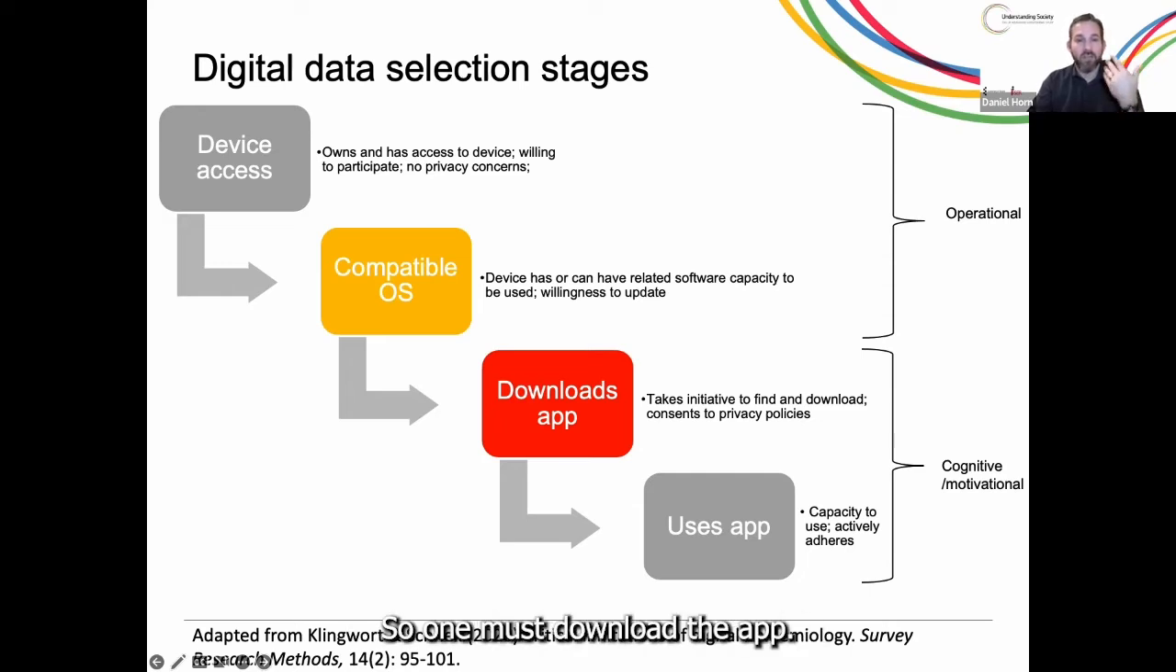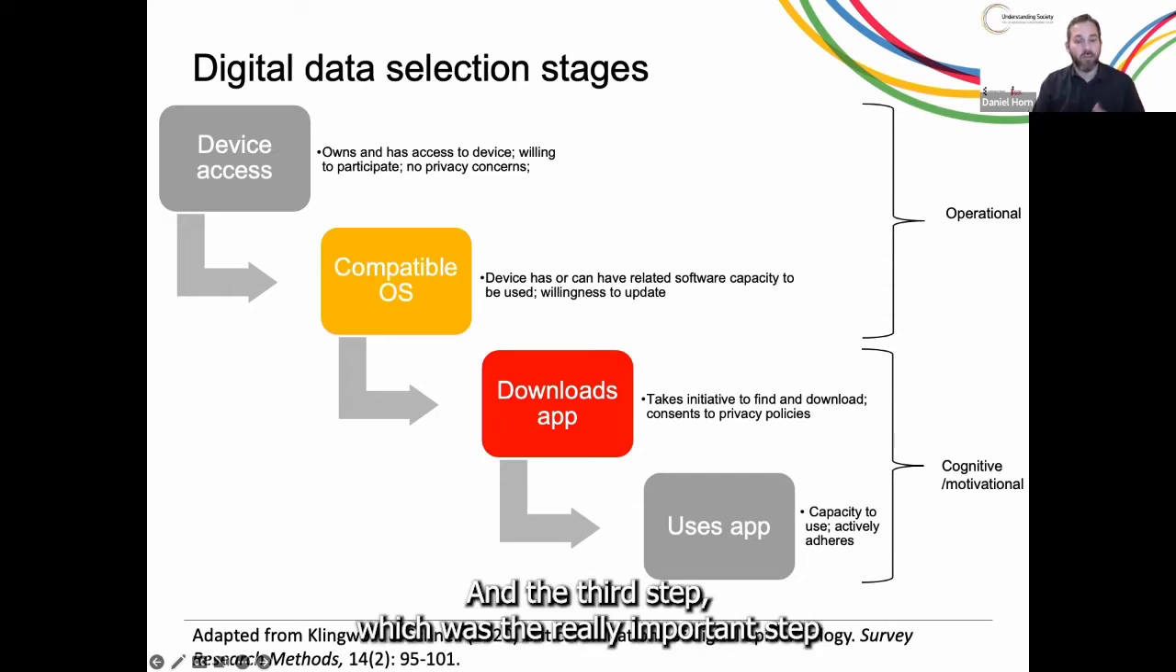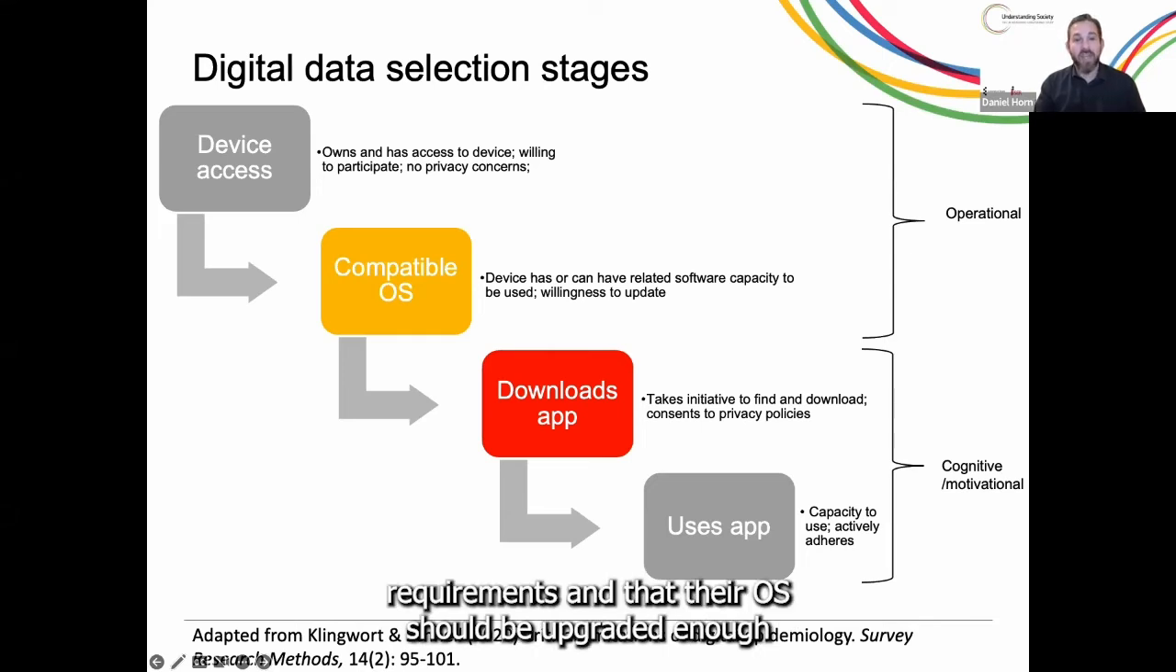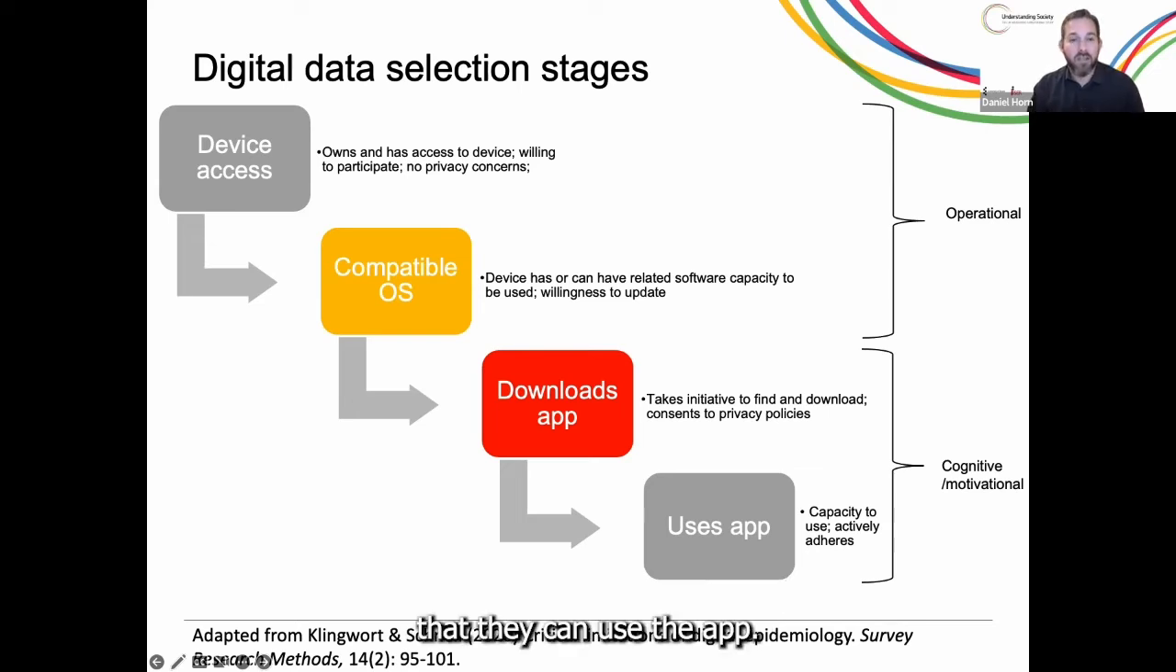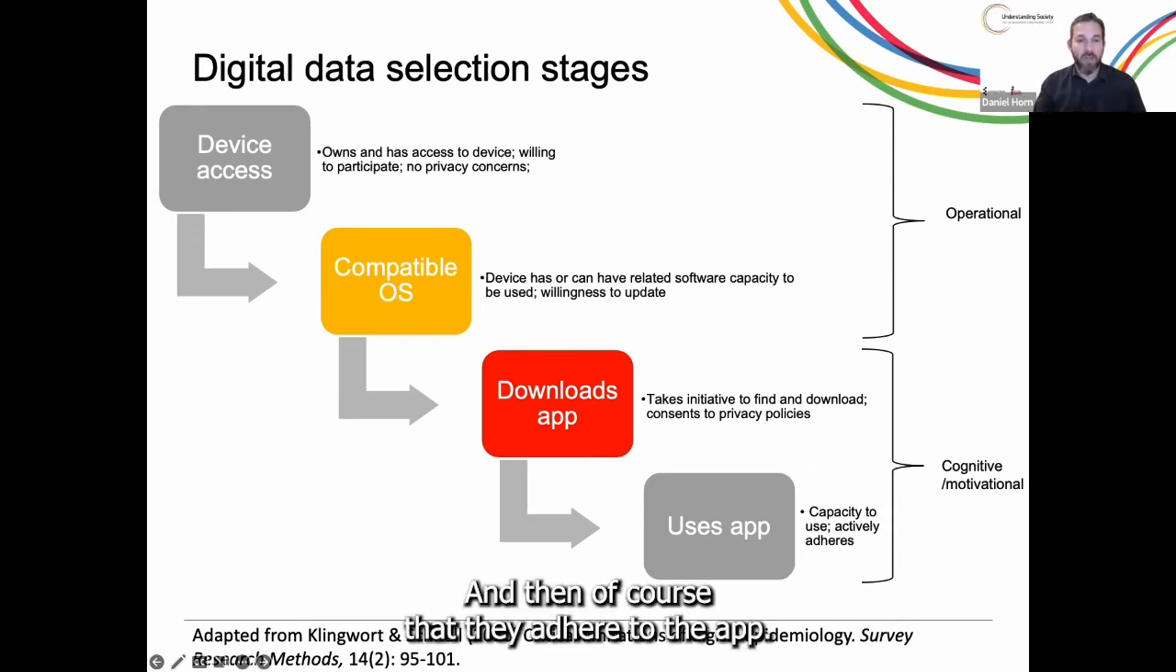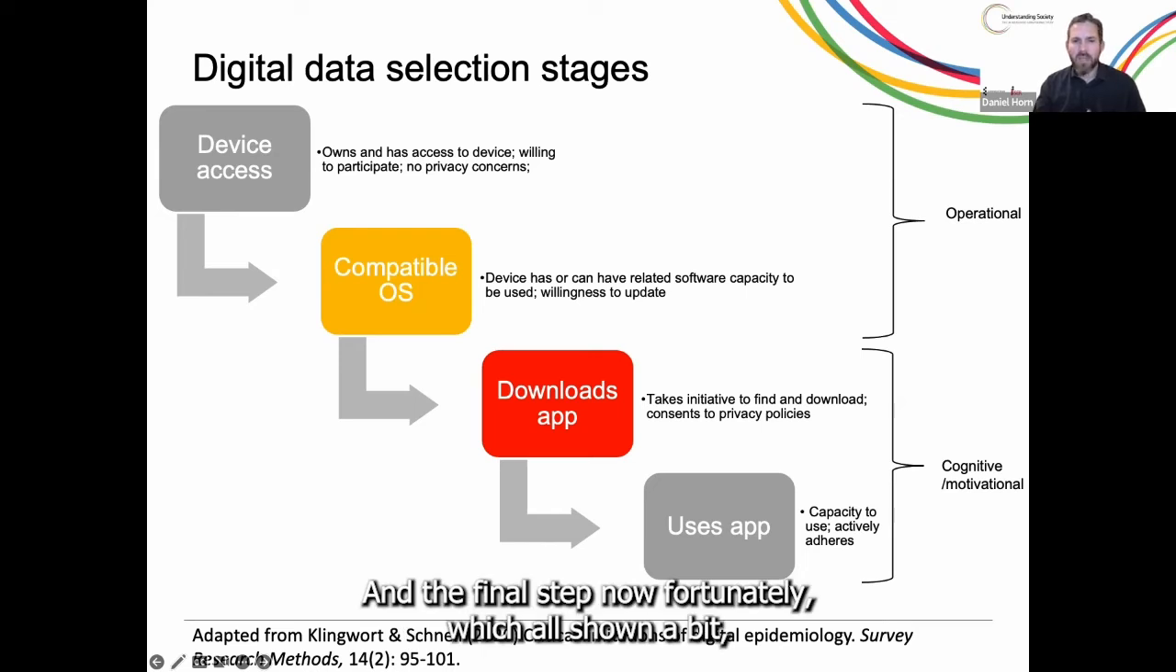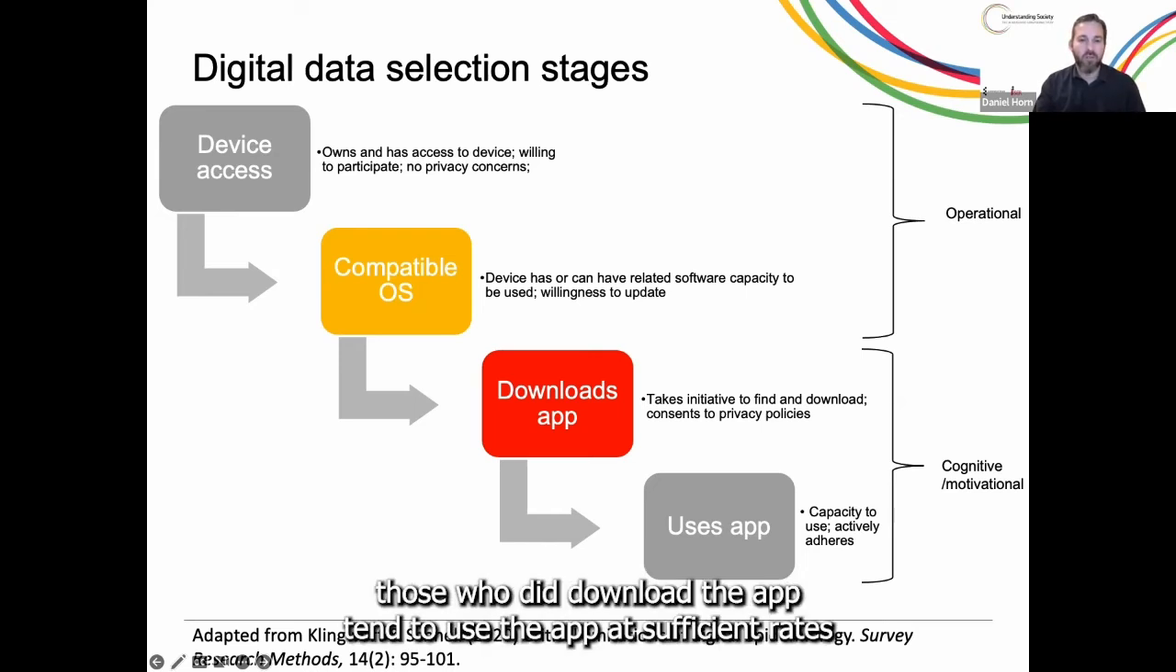So one might download the app, and the third step, which was the really important step, is that one has to take the initiative to find the app, download it, and consent to the privacy requirements, and that their OS should be upgraded enough that they can use the app. And then, of course, that they adhere to the app in the final step. Fortunately, which I'll show in a bit, those who did download the app tended to use the app at sufficient rates.